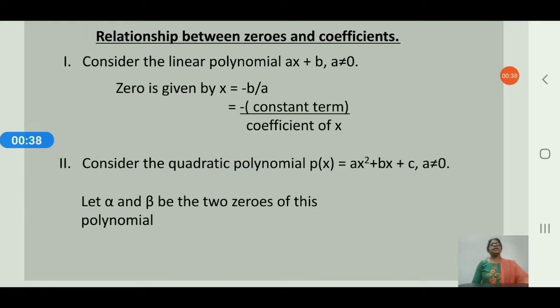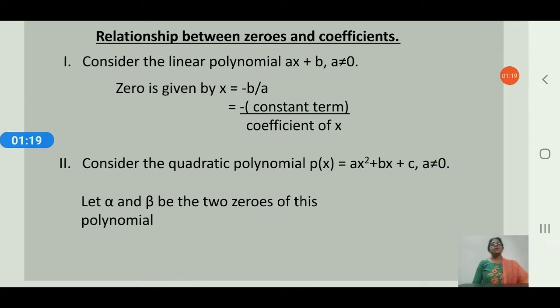Then we already studied the zero of the linear polynomial is x is equal to negative b by a. That is negative of constant term by coefficient of x. In ax plus b, a is the coefficient of x and b is a constant term. Hence, the zero of x is equal to negative b by a. That is negative of constant term divided by coefficient of x. Since it is a linear polynomial, it has only one zero. That zero is x is equal to negative b by a.